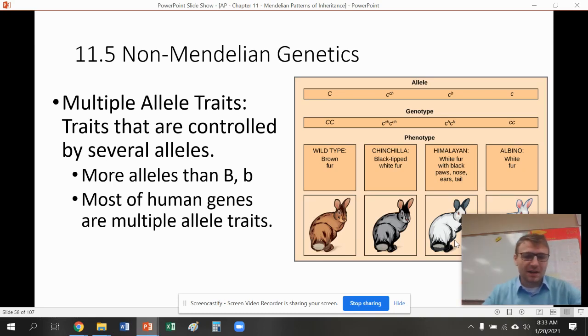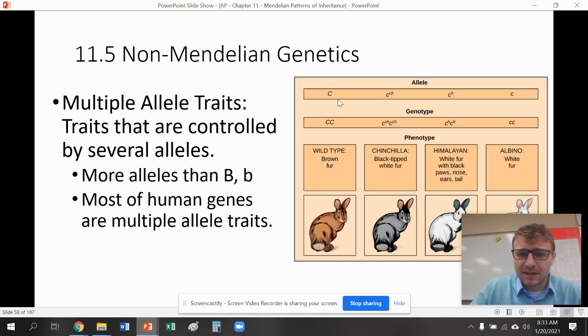Now, with all that being said, I'm going to get to the actual material here. Multiple allele traits. I don't have a worksheet for this. I do, but I don't include it in my packets. But this is just that there are more than two alleles. You can see the big B, little b here. There are more than two alleles here that contribute to the phenotype of an organism.